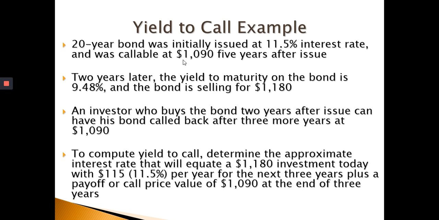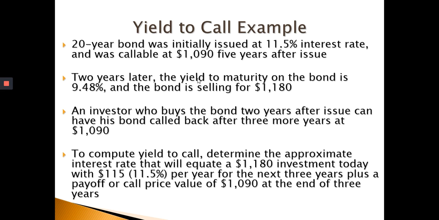Okay, and then next, the market value is currently selling for 1180. So this is the market value, which is the bond price. The 1090 is the call price, instead of par value, right? Because you don't wait until it matures, you call it before that, so that is why you have call price.